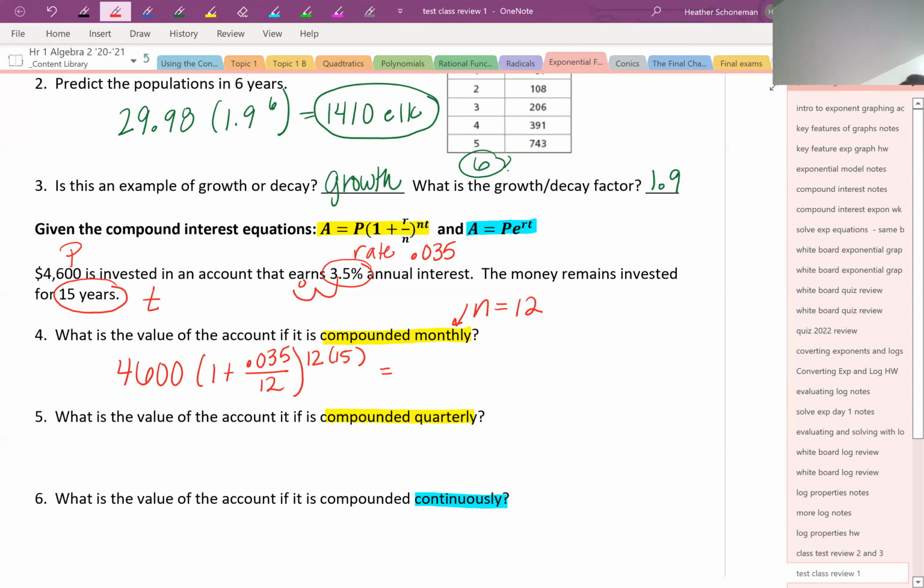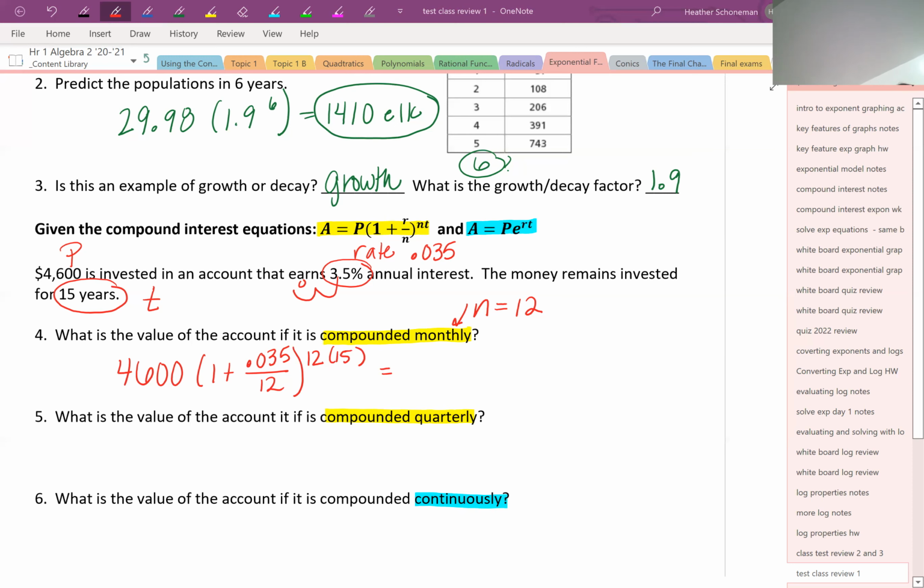Okay, so let's go to our calculator and clear this out just so we're not confused by anything. I'm going to do 4,600 parentheses 1 plus, and then to get our fraction, we're going to do alpha y equals. Option 1 is numerator over denominator. So we have 0.035 over 12, which is our N. Get out of the fraction, close your parentheses, and then for the exponent, we're going to have 12 times 15. And then hit enter.